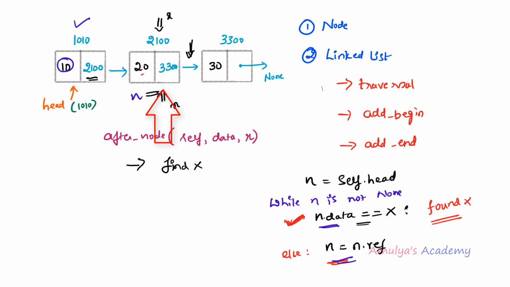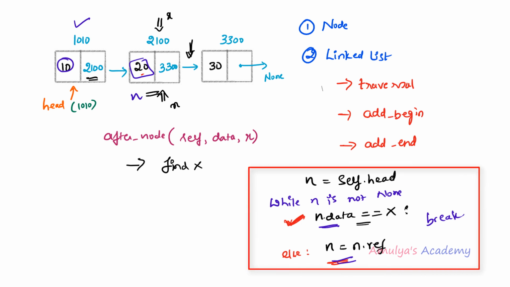Now n will be this node. Now again I'll check when n dot data is equal to x. Yes, here true, right? I took this as the x value and n dot data and x is equal here. That means we found the x. That time we need to stop the execution. So for that we'll use break statement here. What this break statement will do, when we found the x node, it will stop the execution of that loop. It will come out of that loop. We are using these codes to find the x position where it is present, to find the x node.